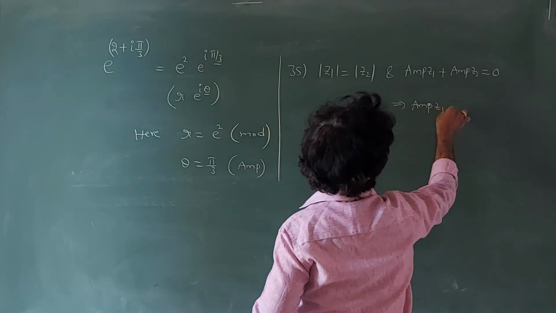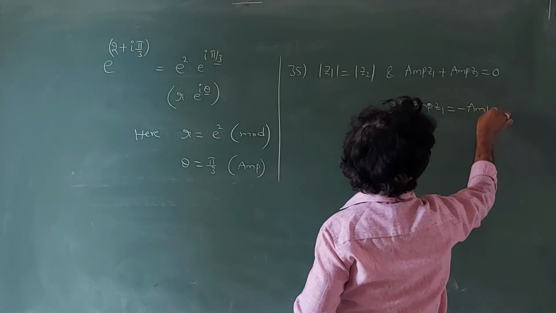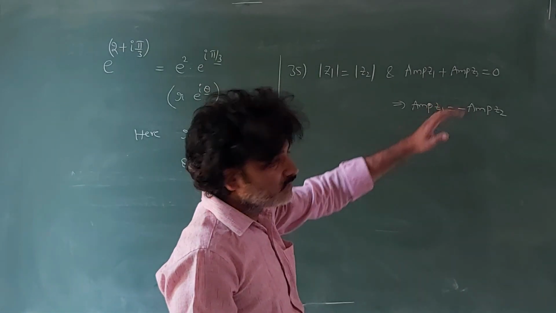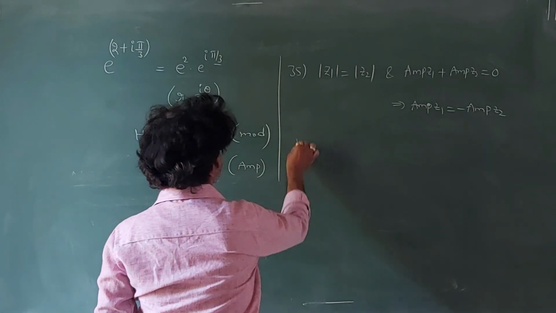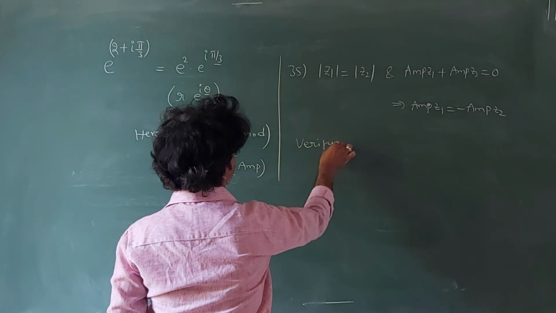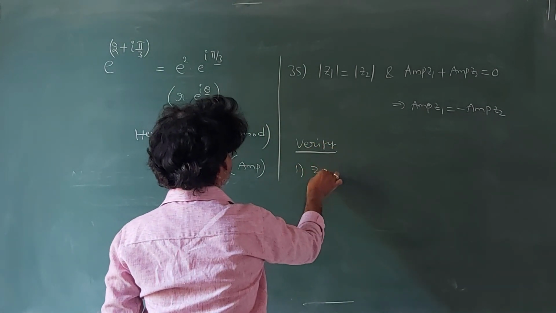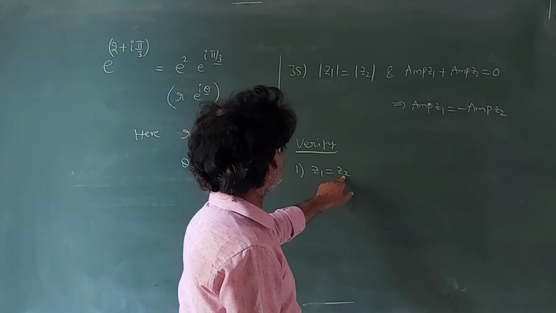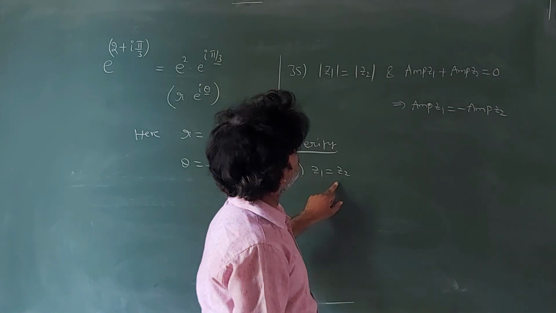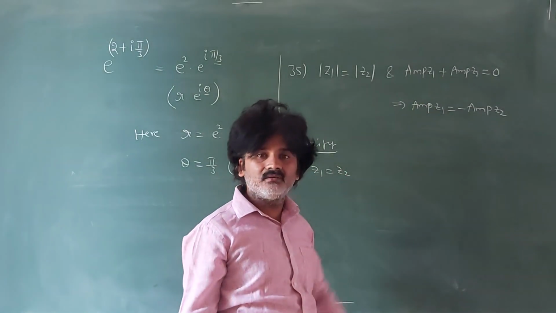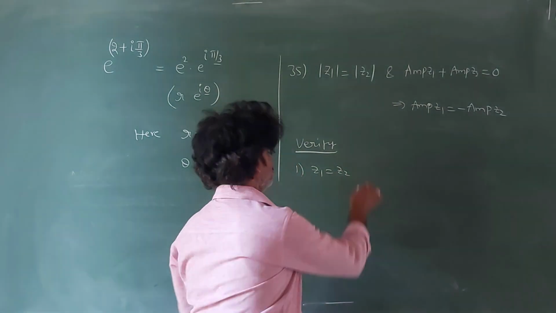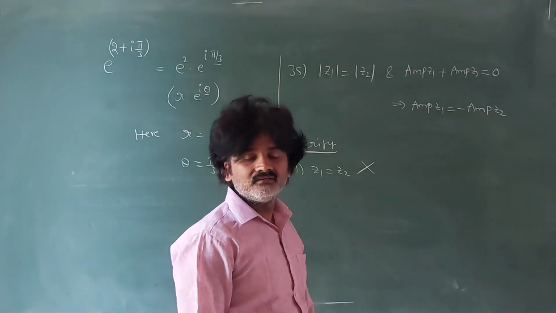See, they give amplitude of z1 plus amplitude of z2 equal to 0. From this, amplitude of z1 is equal to minus amplitude of z2. Just send the plus to that side. Now verify from the options, right or wrong? The first option says z1 is equal to z2. If two complex numbers are equal, their amplitudes or arguments must also be the same. But here the amplitudes are not the same. So clearly the first option is wrong.